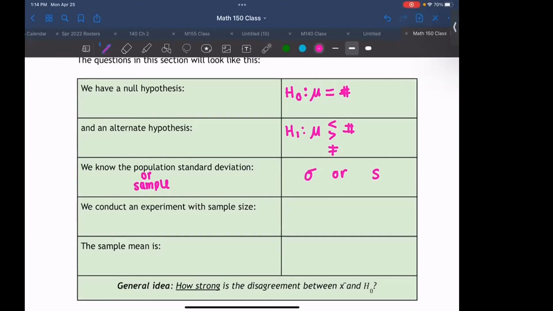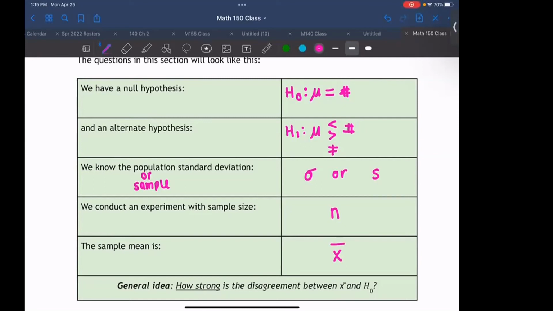Next, we're going to construct an experiment. An experiment always has a sample. What is the sample size? N, good. And since we have a sample and we're doing an experiment, we're going to get a sample mean. What's the symbol for sample mean? X bar, good.